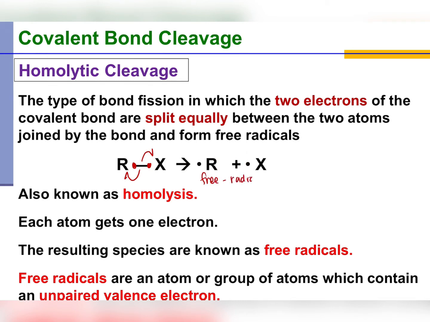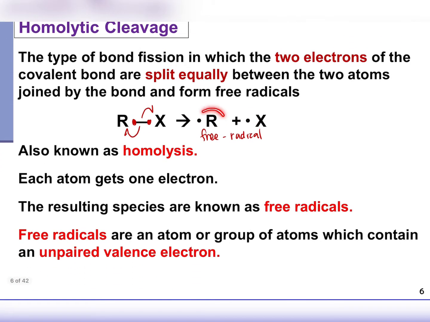Okay, alright, so this process is also known as homolysis. Okay, boleh juga dipanggil homolysis sebab homolysis tu break lah kan. Okay, and then each atom get 1 electron. Yes, so that's why R ada satu, X ada satu. Okay, and then hasil dia macam ni. So kita R dot satu elektron tu kita panggil free radical. And then free radical an atom or group of atom which contain unpaired valent electron.